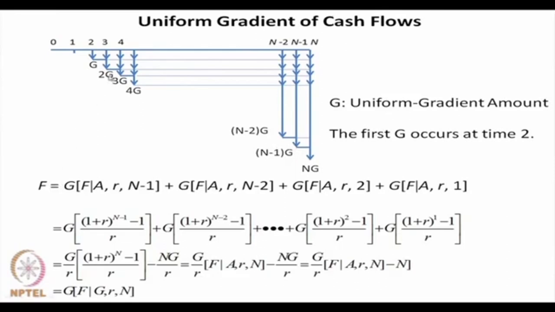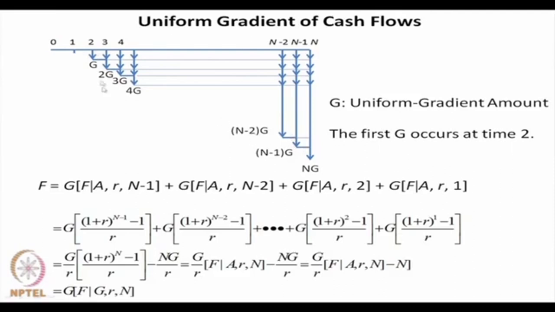Now, I can find the equivalent amount at the end of the nth year. This amount I can find out in this manner. I can assume this 2G as equal to G plus an extra G, this 3G as equal to G plus still another G, and like this I can continue up to the end. Hence, I can consider all the G's as an equal payment series of value G. This is another equal payment series of G, this is yet another, and lastly this.